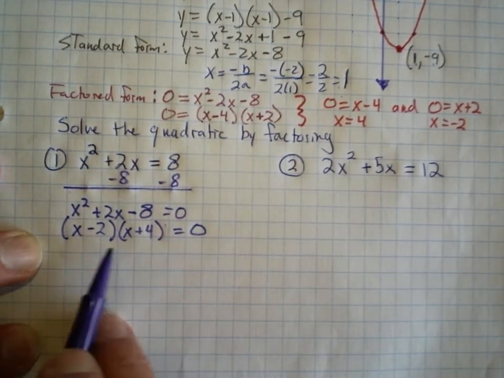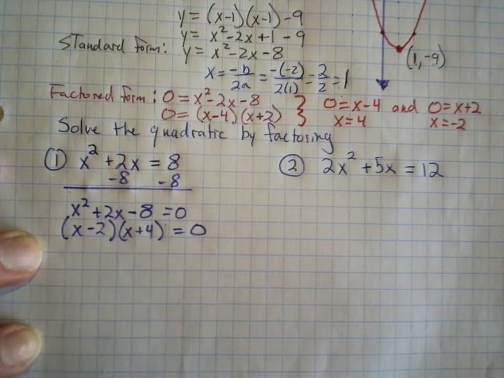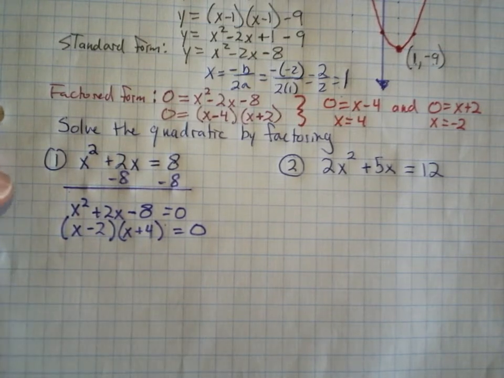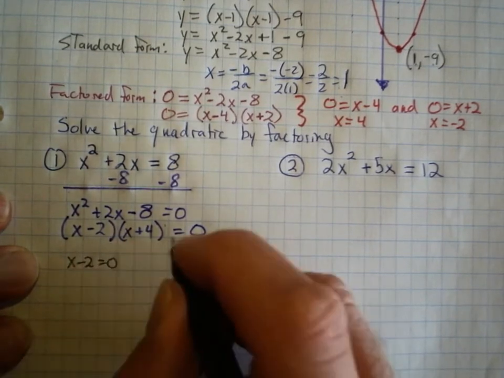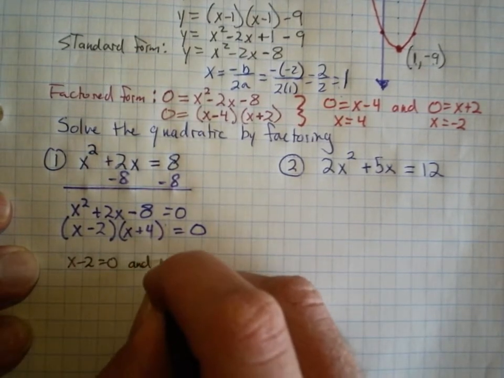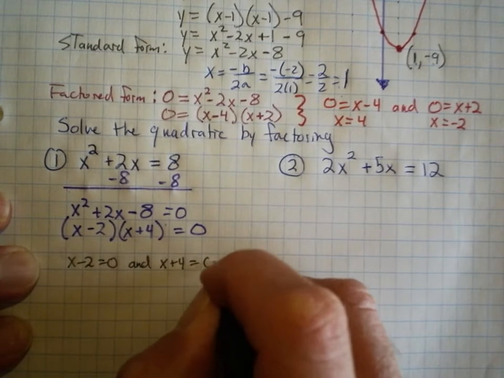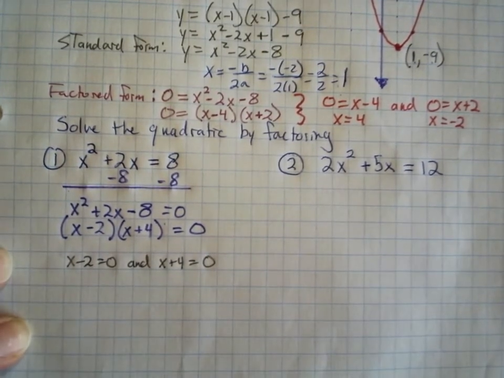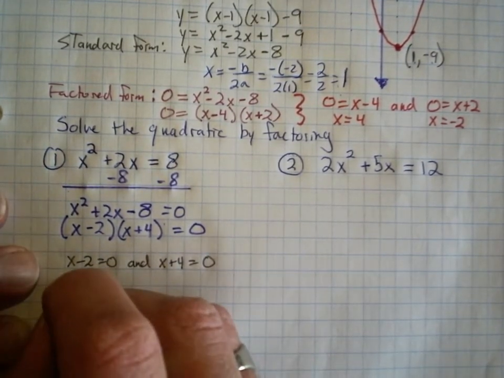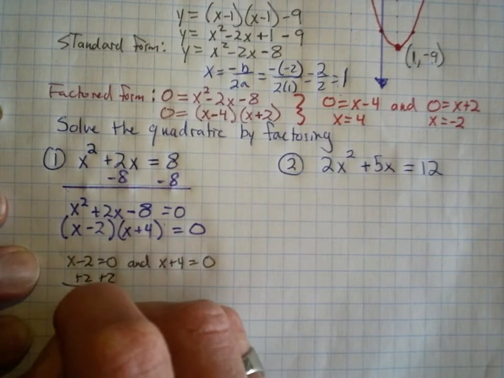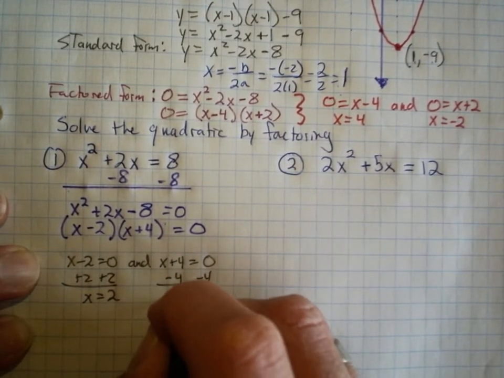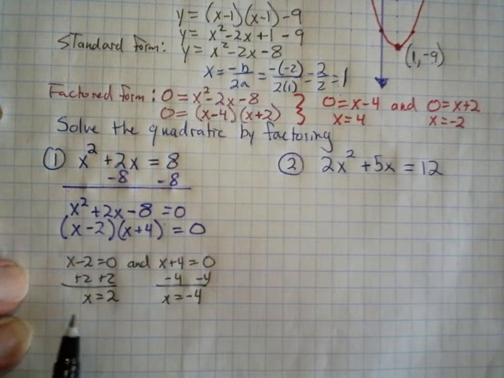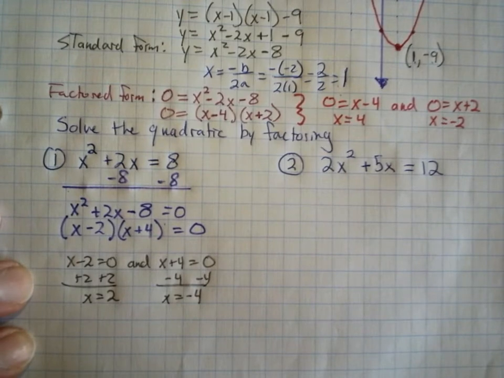So now once you've gotten to this, this is factored form. To get your solutions, you just take the first one, x minus 2, set it equal to 0, and x plus 4, set it equal to 0, because you're going to have two answers. You add 2 to both sides. One of your answers is x equals 2, minus 4, you get x equals -4. This is where the parabola is going to cross the x-axis.